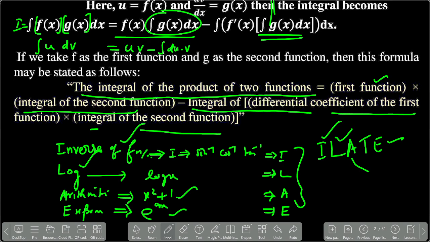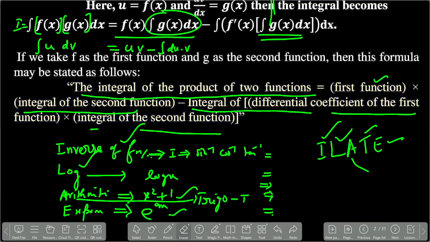Sorry, I forgot trigonometric. Here T is the trigonometric function. You know very well what it is: sine, cos, tan. So these are the letters we are going to use: I-L-A-T-E. ILATE. So we are going to use this word here.